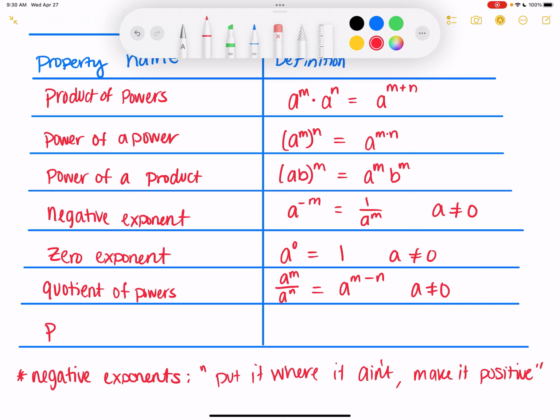And then lastly, the power of a quotient. We have a over b raised to the m is equal to a to the m over b to the m for b not equal to 0.